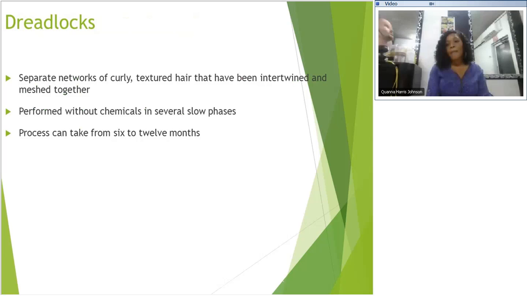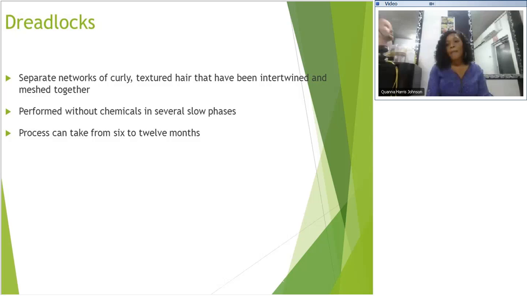Then we have our dreadlock, a network of coils or curly texture where the hair has been intertwined and matted together. Now, if we zoom in on dreadlocks, we will know that dreadlocks go through a process. Dreadlocks go through different stages, and you have to go through the mature stage. It has to go through several different stages before it actually becomes a lock.